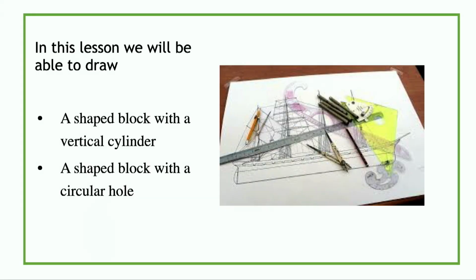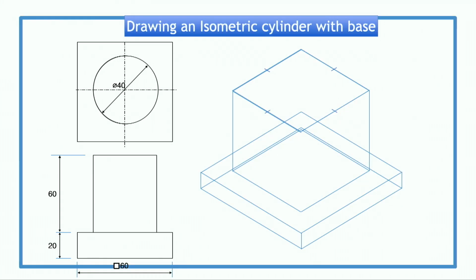In the last lesson, we introduced isometric circles, and in this lesson, we are going to look at an isometric block with a vertical cylinder and a shaped block with a circular hole. In this lesson, we will be able to draw a shaped block with a vertical cylinder and a shaped block with a circular hole. Given an object that has a vertical cylindrical part, a crate has been drawn up.